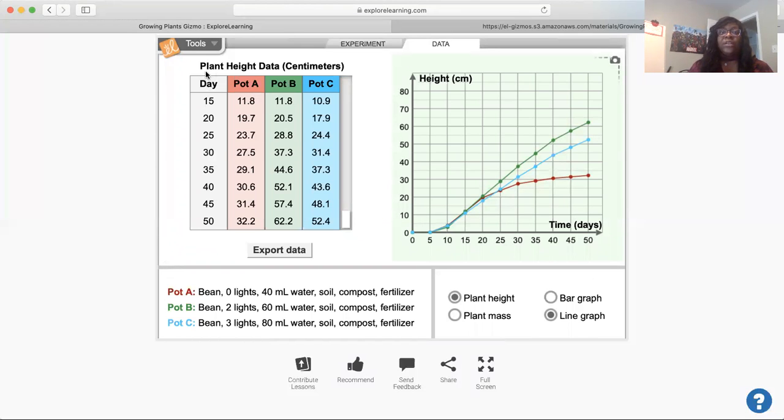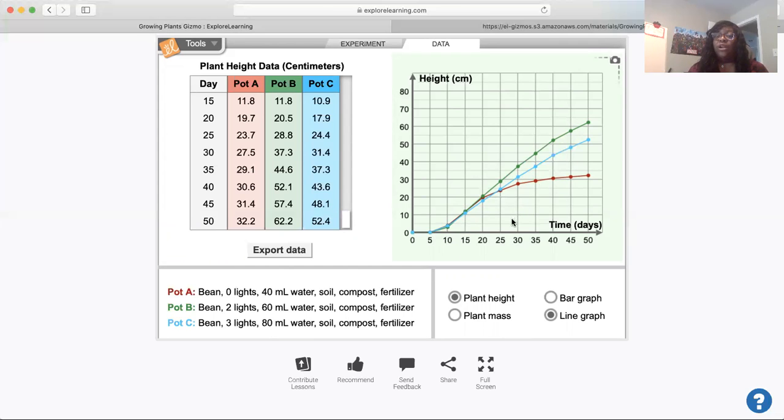So the first table shows the plant height data in centimeters. You see the number of days in gray. You see plant A in pink. You see plant B in green. And plant C is in blue. And the number of days has 15, 20, 25, 30, 35, 40, 45, 50. Now, if we go all the way down to day 50, we can clearly see that plant B got the tallest out of the three plants. It says it is 62.2 centimeters.